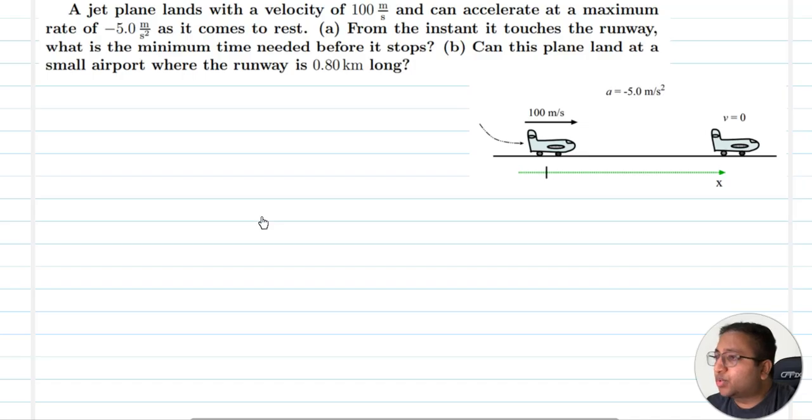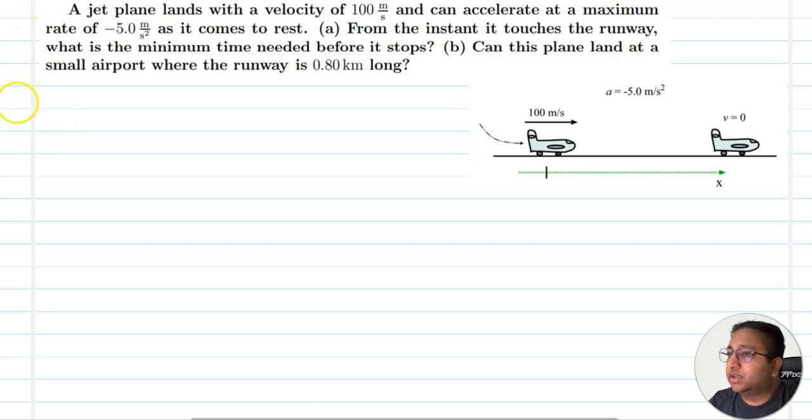In the second part of the problem, can this plane land at a small airport where the runway is 0.8 kilometer long? So if the runway of an airport is, let's say, only 0.8 kilometer long, will this jet plane be able to land safely on this runway or not? So this problem has to be solved in two steps. First of all, let's see part A of the problem.